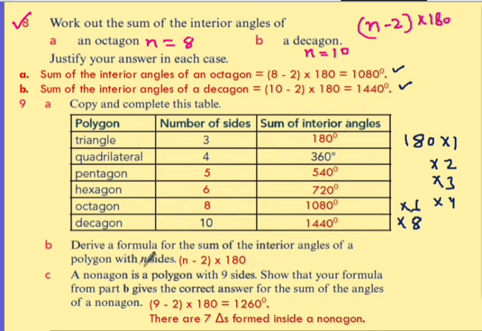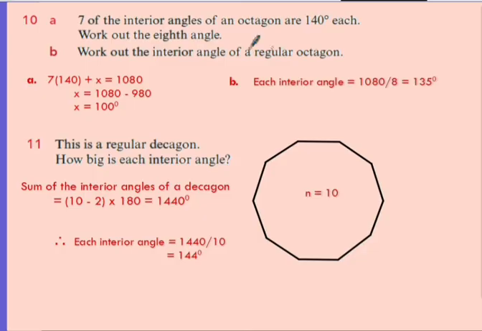Derive the formula. We have already derived the formula (n minus 2) into 180, because it makes n minus 2 triangles. Now a nonagon is a polygon with n equal to 9, and they are asking you to show that the formula is correct. So we have found the value 1260. There are 7 triangles formed inside the nonagon.